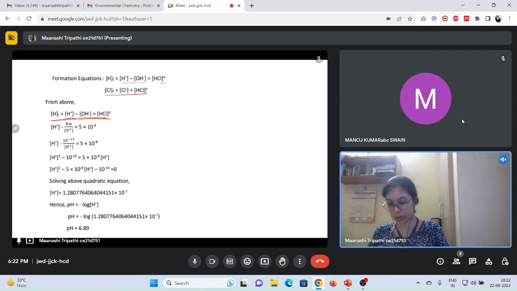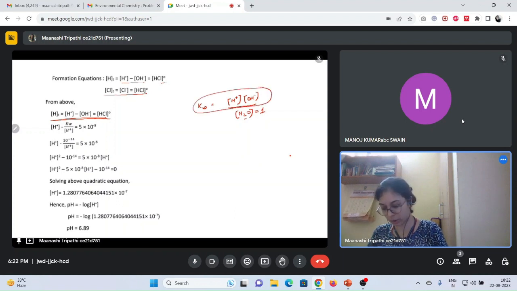Now all you have to do is just replace OH by the dissociation constant of water divided by H plus. So what is the dissociation constant of water? It is nothing but the equilibrium constant of water, because this is liquid, so this will be equal to 1. So that is how we will get the dissociation constant. So we will just replace the values and solve this quadratic equation. We will get H plus, hence we can get the pH.